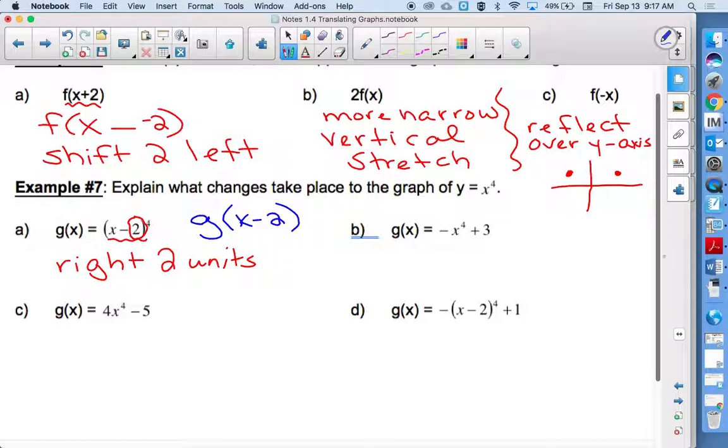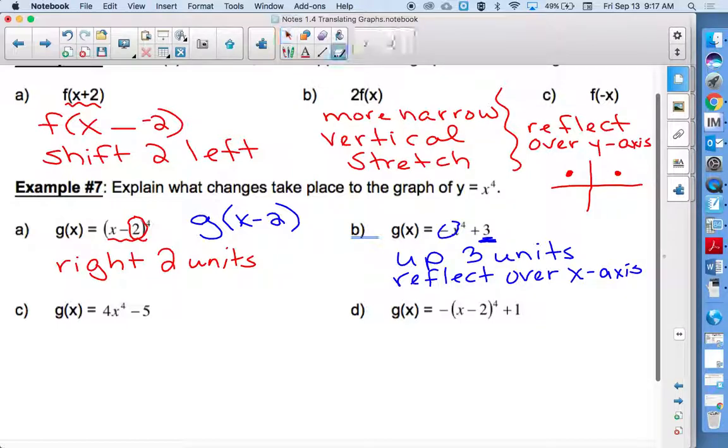Letter B, we have g of x equals negative x to the 4th plus 3. So there are 2 things happening here. Brenton, can you give me one of the 2 things happening? It is being moved up 3. Yeah, so this plus 3 moves it up 3. Do you know what the minus sign does when it's in front? You know, Brenton? Does it make it reflected in the y-axis? It does reflect it. It's over the x-axis.